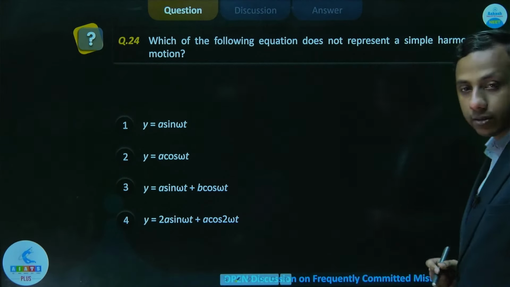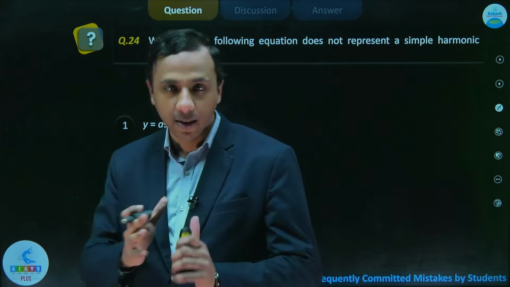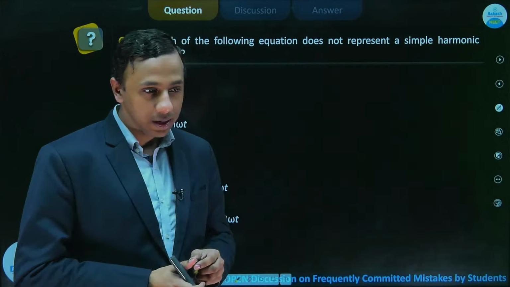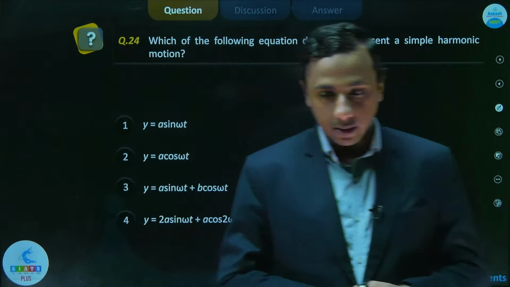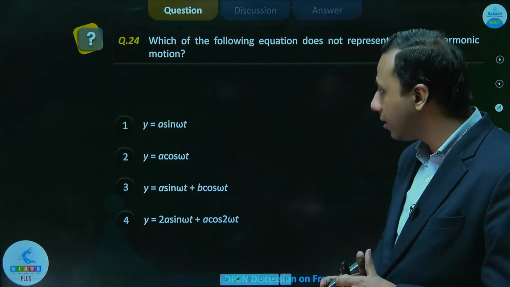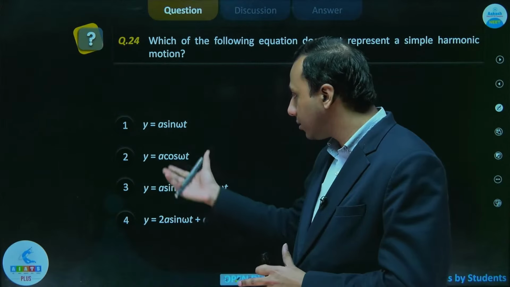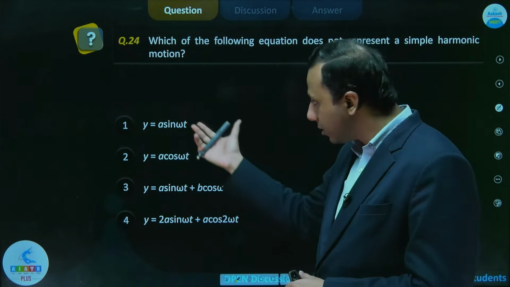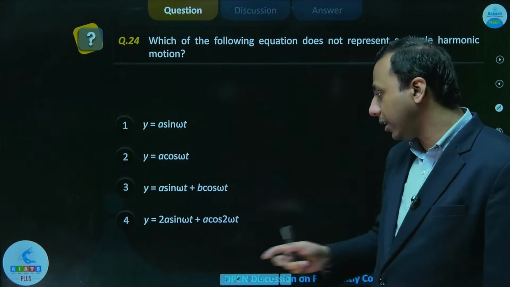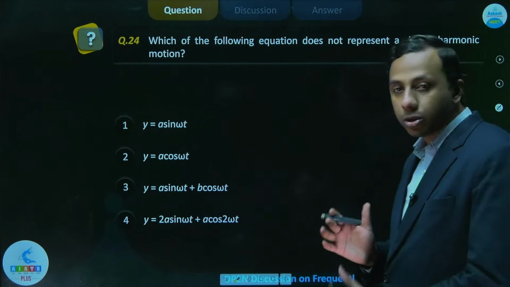So read the question, what it says. थोड़ा सा concept also we would be discussing. Which of the following equations does not represent a simple harmonic motion? है ना? Lots of students have doubts in such a simple question, right? So let's read the options. First one, y is equal to a sin omega t, then y is equal to a cos omega t. So both options are similar. And the third, as you can see, a sin omega t plus b cos omega t, and the fourth one being 2a sin omega t plus a cos 2 omega t.